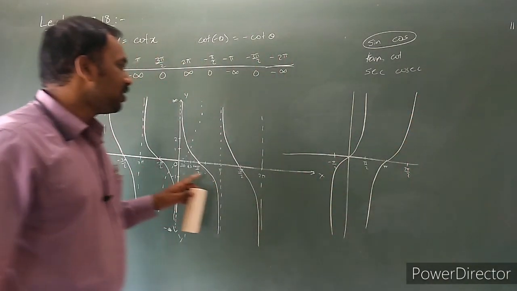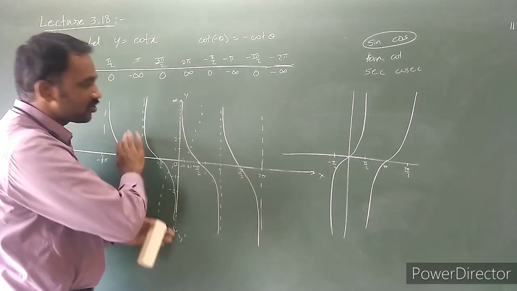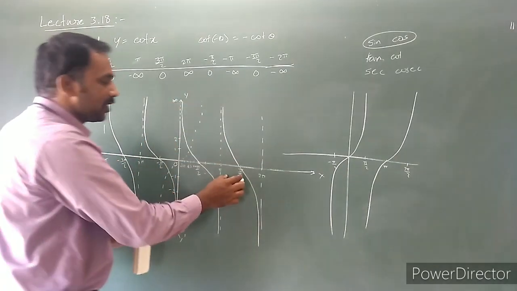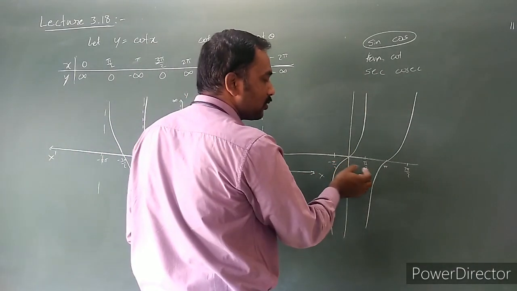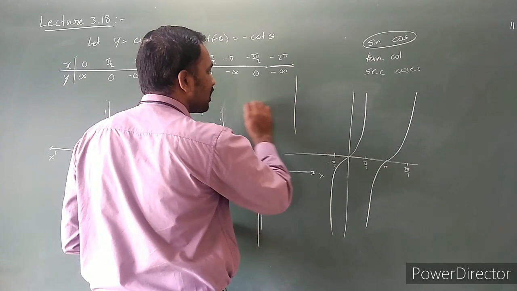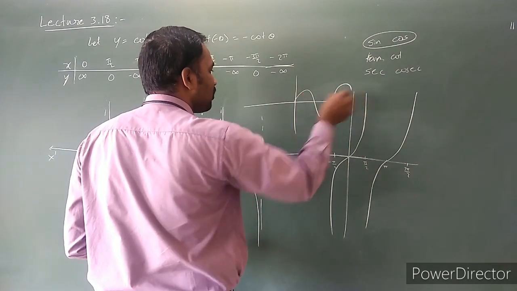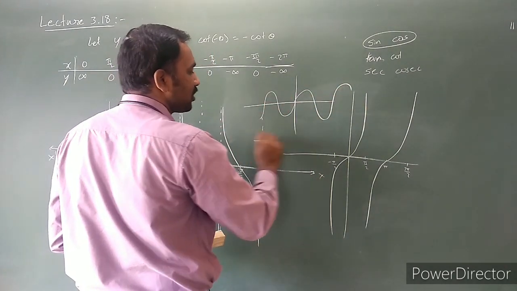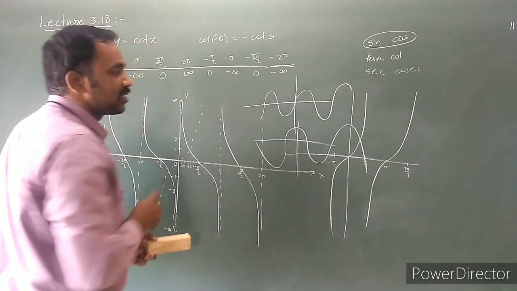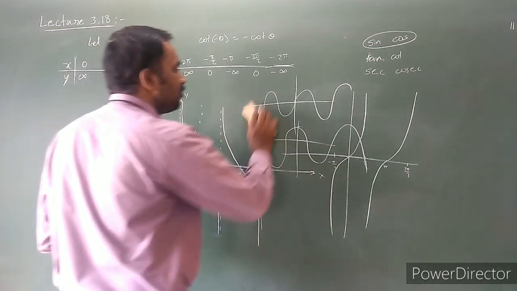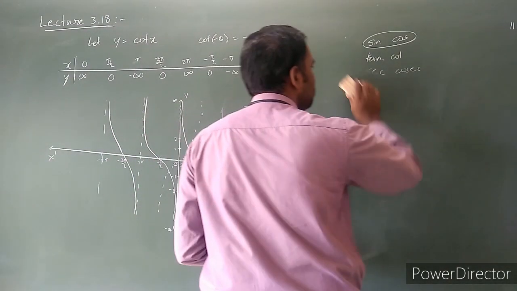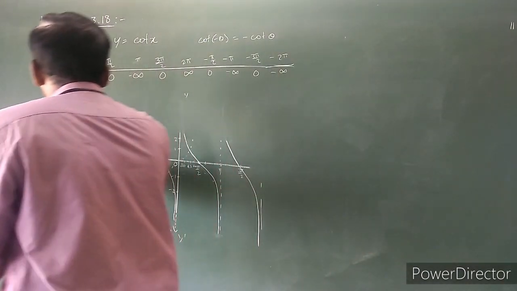But observe here what happens. A little bit of interchange: the same shape is there, but the interval is opposite, 0 to pi, pi to 2 pi, here minus pi by 2 to pi. Similarly, the sine function and cos function graphs are also the same. The sine function, from 0 onwards, has a shape like this, but the cos function graph is in this manner. So the same values, but a little bit of change. Okay. Now let's move to the graph of the sec function.